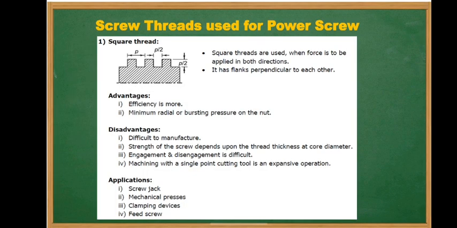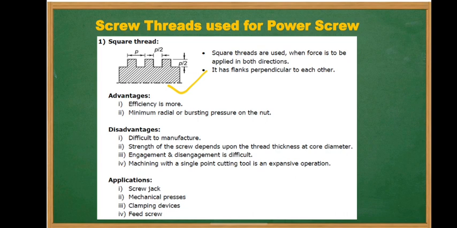So there are some types of screw threads which are used for power screws. First is the square thread. The figure shows the schematic representation of the square thread. Square threads are used when the force is to be applied in both directions. It has flanks perpendicular to each other.